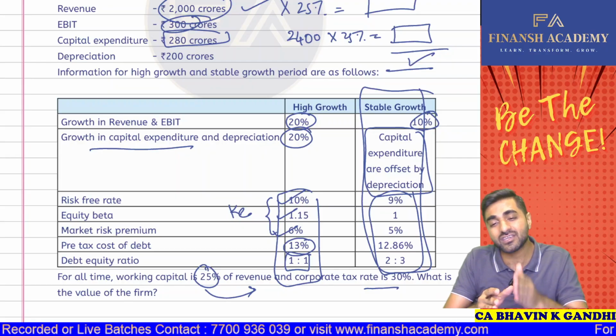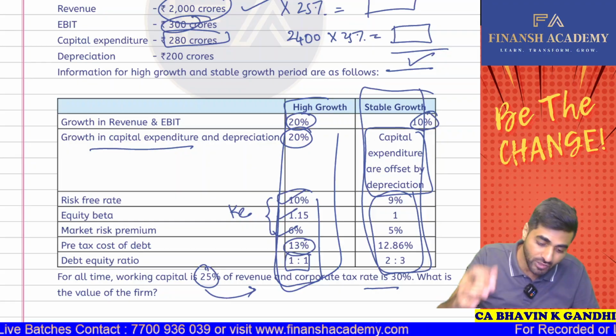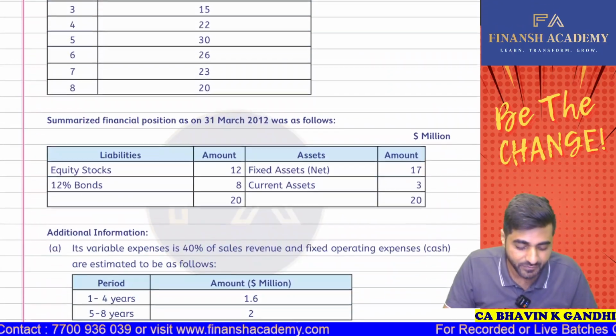The KO which is there in the high growth model. So this particular KO I'll be using it, and then I'll be getting it into the present value. Okay. So this is something which we are going to do in your question number 6.